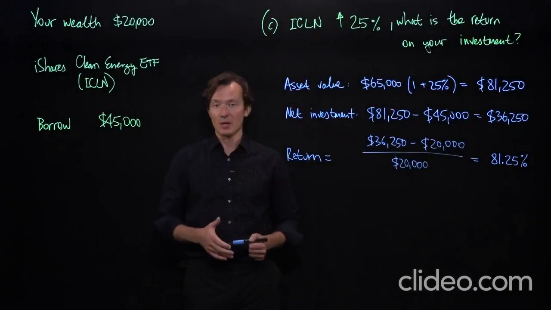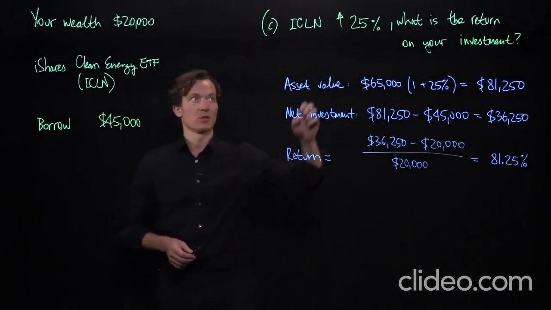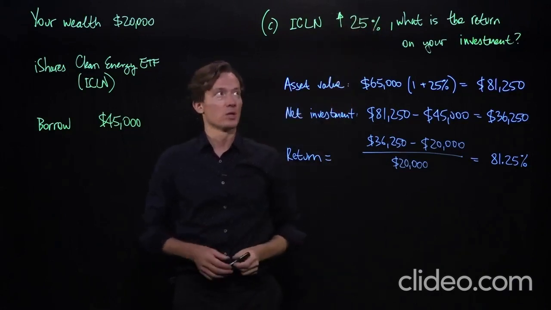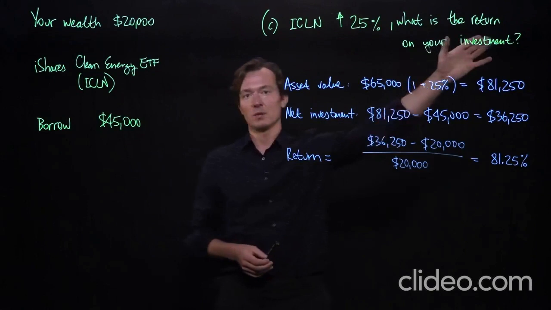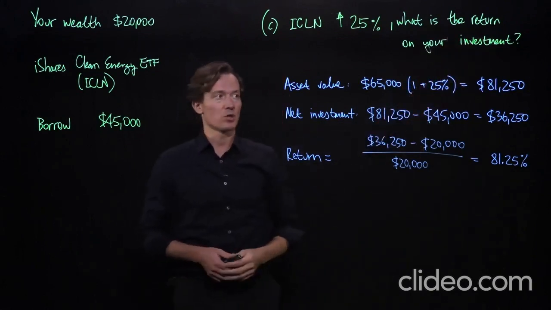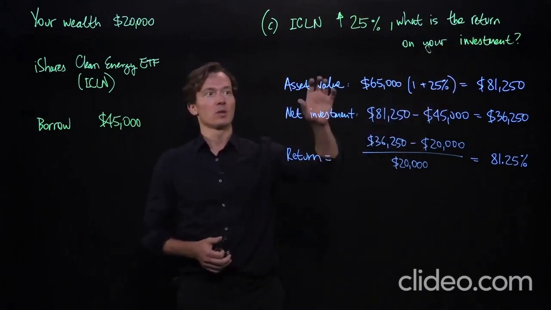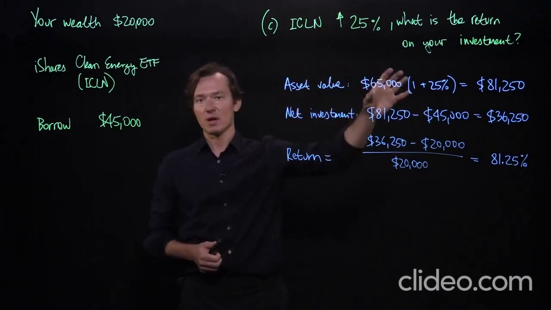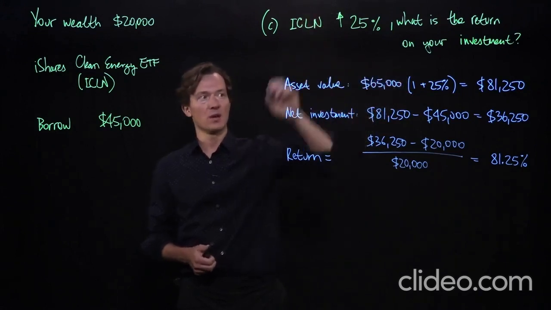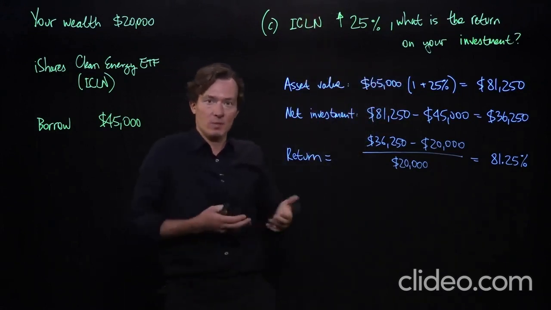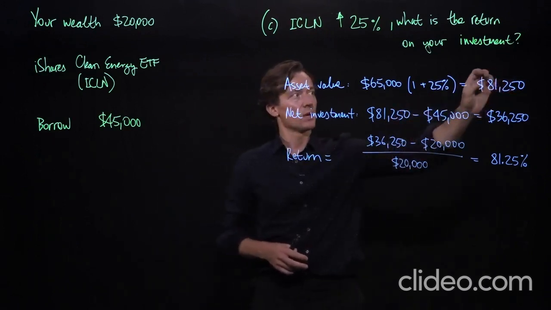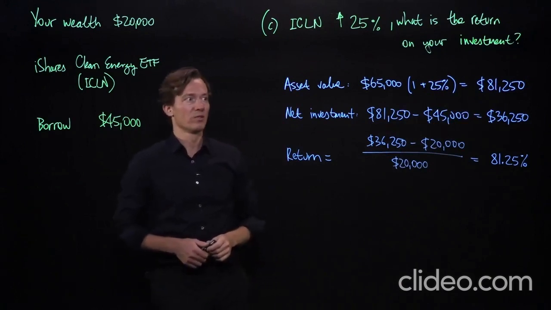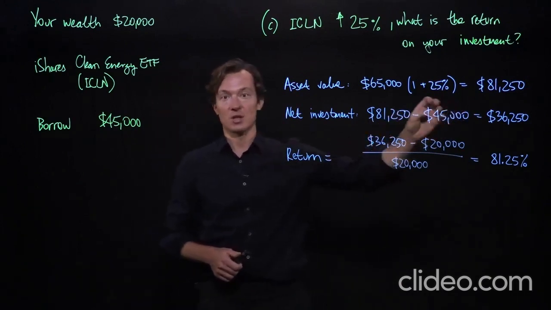Now, suppose that you were right and the value of this ETF, so the value of the clean energy ETF, increases by 25%. The question is, what is the return on your investment? Let's answer this question. First, I will compute the total asset value of your portfolio. So recall that we have $65,000 invested into this ETF. This asset value right now increased by 25%. So the new value is $81,250.